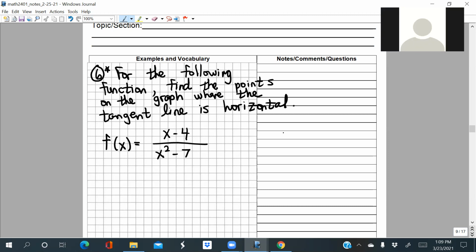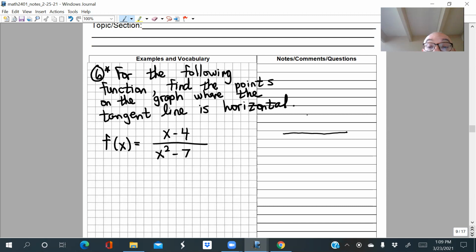Is the graph not smooth? No, we're hoping the graph is always smooth. We want the graph to be smooth because otherwise we won't be able to compute a derivative. So if we have any jagged points on the graph, there won't be a derivative.